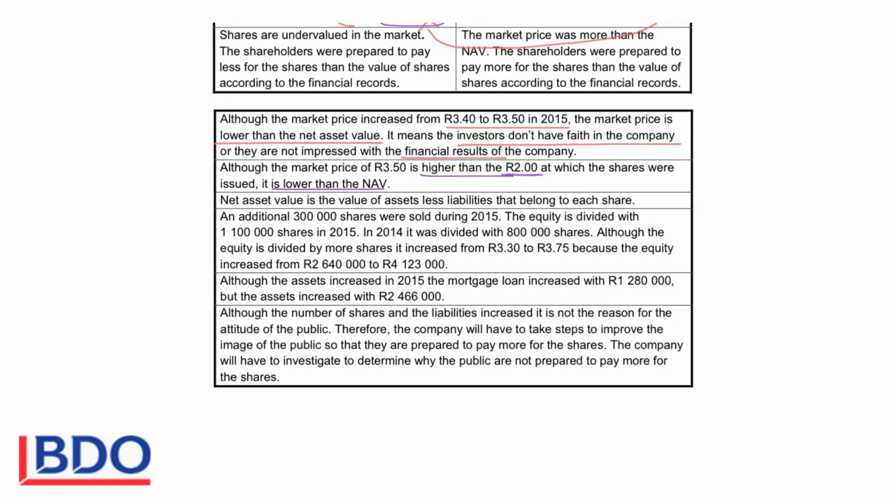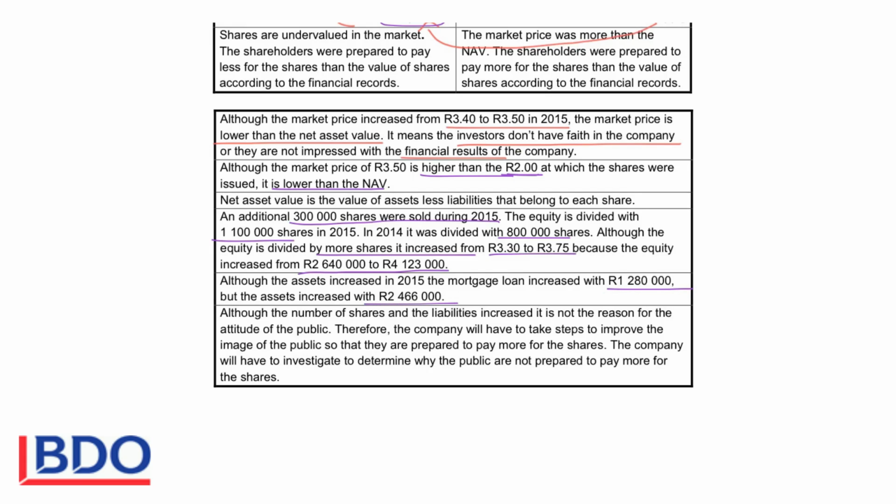An additional 300,000 shares were issued during 2015. The equity is divided by 1.1 million. In 2014, it was divided by 800,000 shares because we issued more shares in the current year. Although the equity is divided by more shares, it increased from R3.30 to R3.75 because the equity also increased. Although the assets increased, the mortgage loan also increased, but the assets increased by more than the mortgage loan.